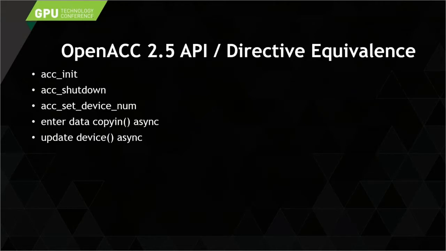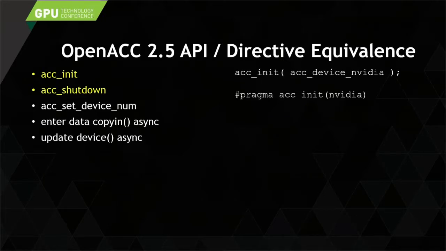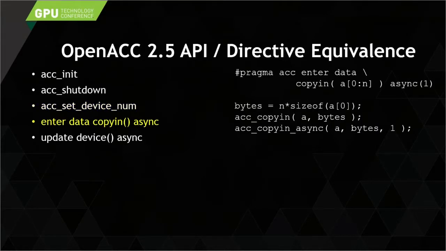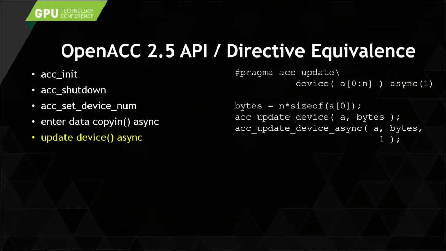We've had users ask us for directive equivalents of some of the API routines and API equivalents of some of the directives. So as much as possible, we're going to try to keep equivalence between the two. So we have an init routine, they wanted an init directive. We have a set device num routine, they want a set device num directive. We have a way to do a copy in asynchronously or an update asynchronously. Now they want an API routine that does an update asynchronously. We have API routines for copy in and update, but not async versions, so we're going to make those two things equivalent.